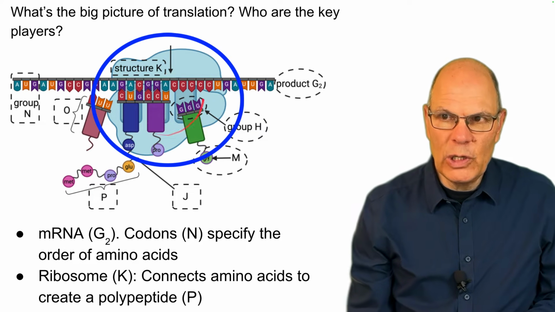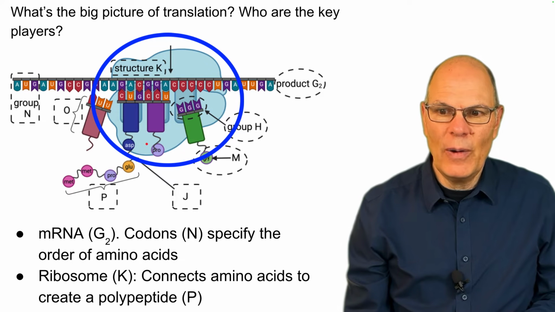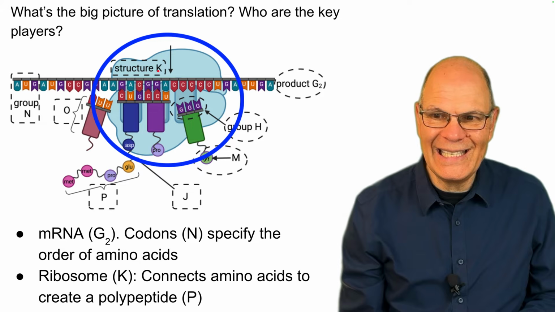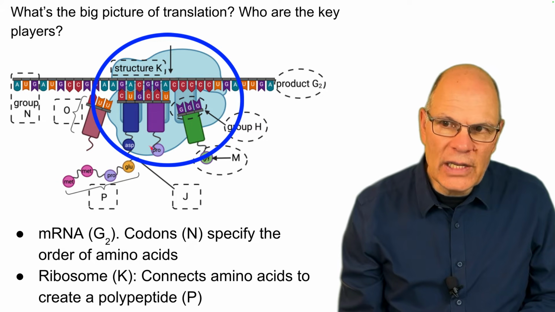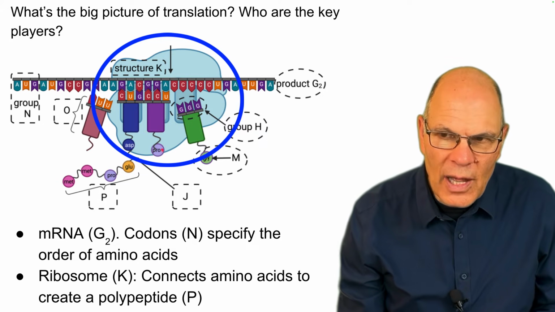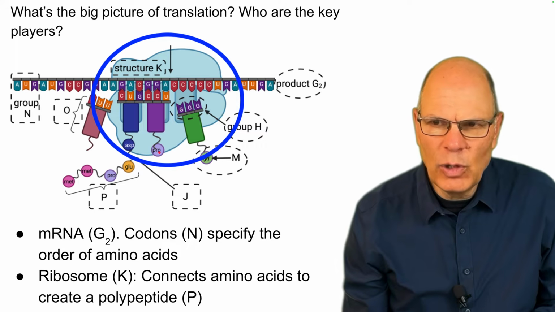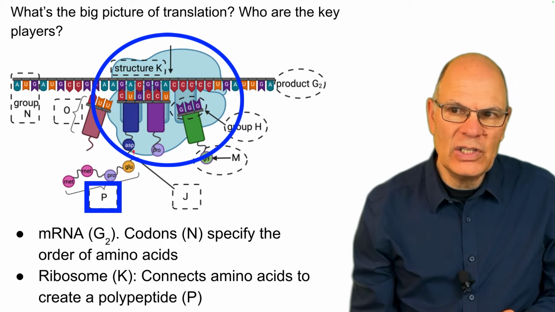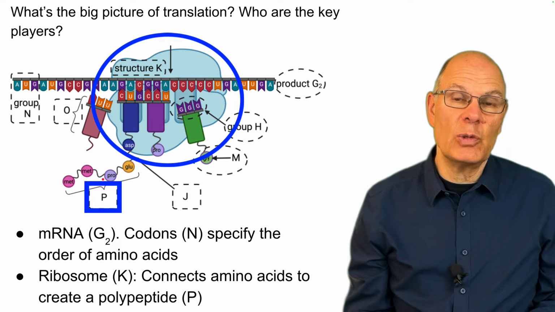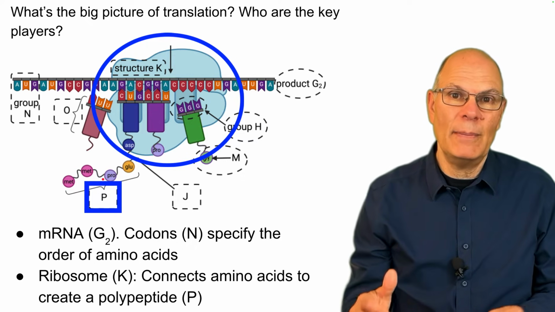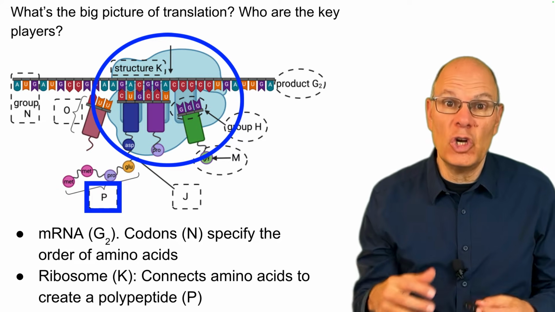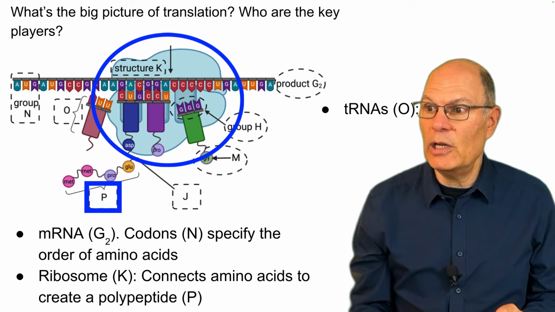The ribosome connects amino acids to create a polypeptide. Ribosome is represented as K, and what it does is it'll connect, for example, this amino acid, proline, to this growing chain of amino acids. A chain of amino acids is also referred to as a polypeptide. Remember, that's the first level of protein structure, the linear sequence of amino acids.